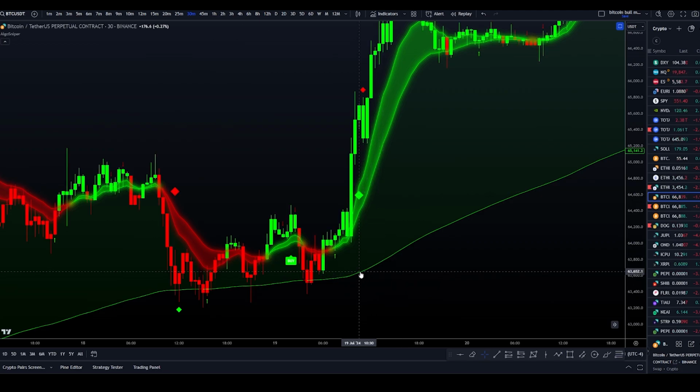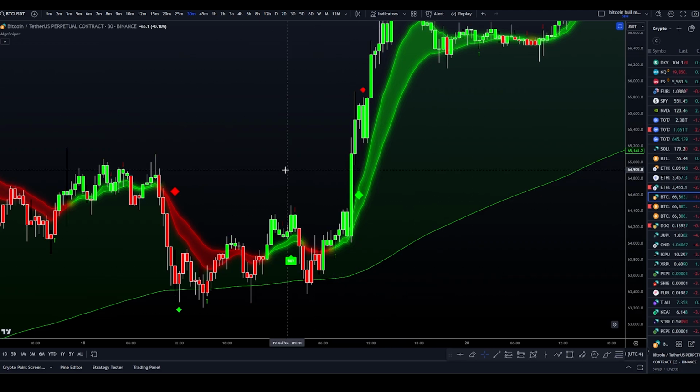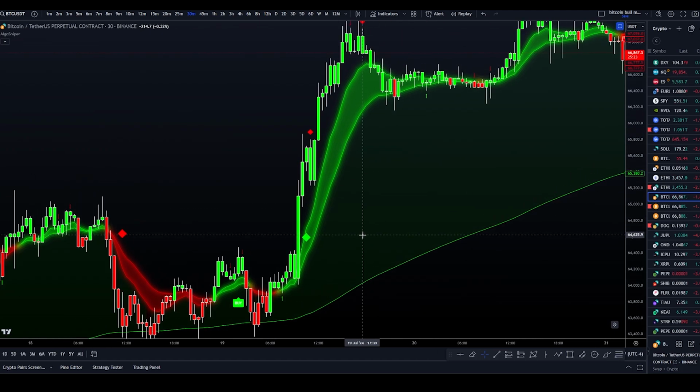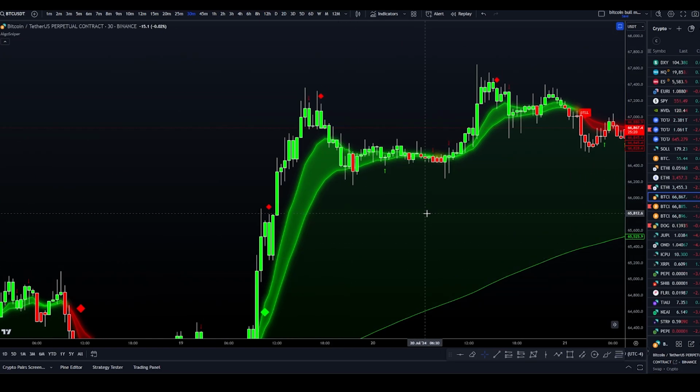Now, there are some visual cues in addition to the things that I just mentioned that are going to confirm whether momentum is going up or whether it's going down.